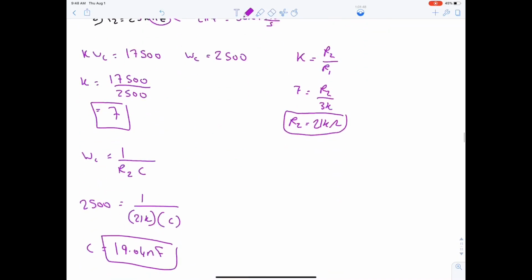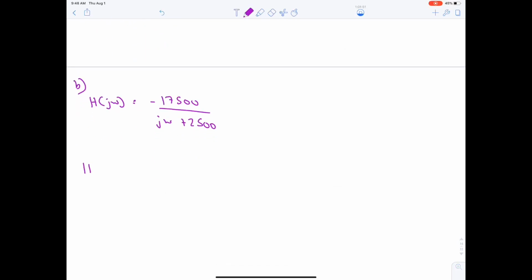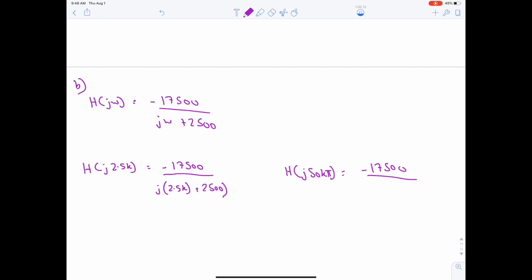So you have to do it for two frequencies. The first frequency is 2.5 kilo, j 2.5 kilo plus 2500, and for the second it's 50 kilo pi, which is equal to minus 17500 over j 50 kilo pi plus 2500. Okay, after doing that we have to go to the calculator.